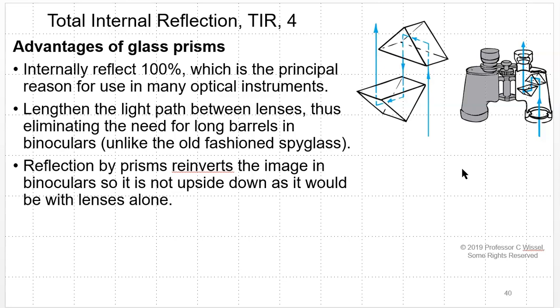So what they do with binoculars is they fold up the light path. They use the prisms in here to fold this long light path up. That way you still have good images, but you don't have to have the big, long, bulky tubes. The other good thing about this is it reinverts the image. When you look through a spyglass, the image is upside down.